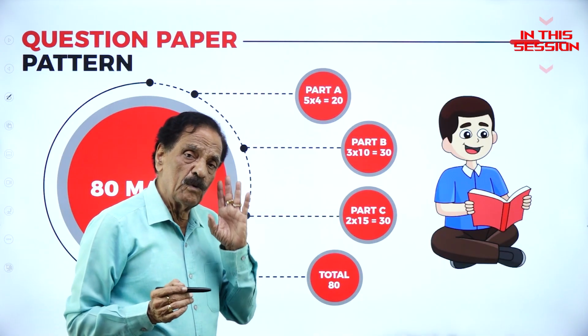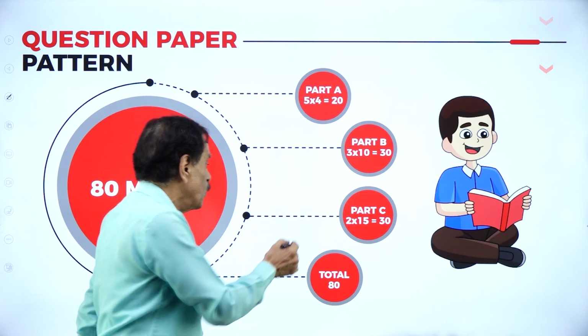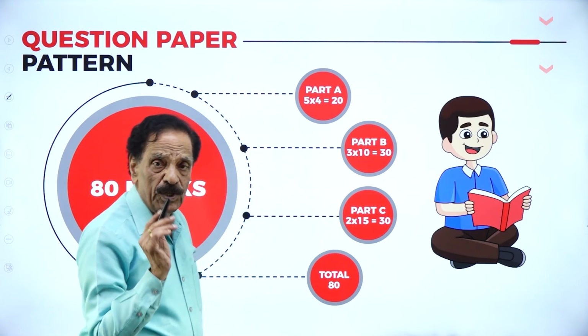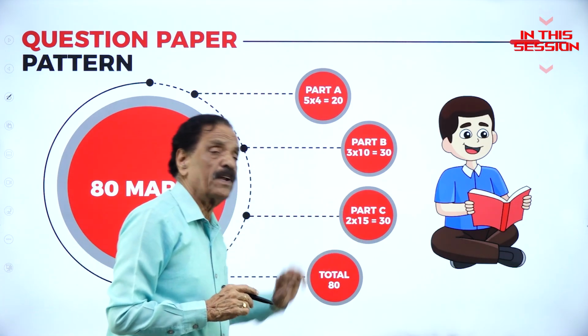Section C, you may ask 3 or 4. You have to answer any two, each carrying 15 marks. 2 into 15 is 30.